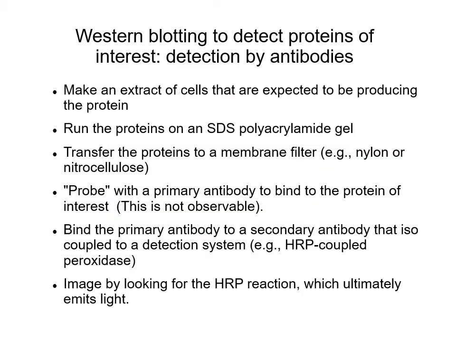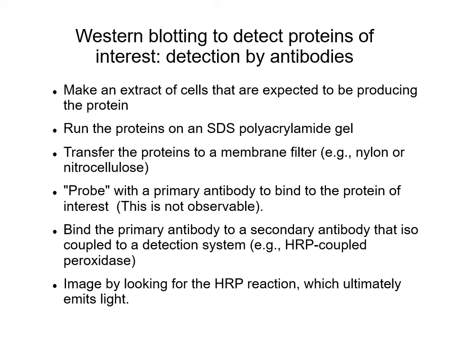Okay, so here's our Western blot. This is a little complicated, but not fatal. All right, so we're going to use Western blotting to detect the proteins of interest using antibodies, in this case to the tag rather than to the protein itself. But the tag is now part of the protein, so that's considered very fair. So the steps in this, first we're going to make an extract of cells that are expected to be producing the protein. This could be E. coli or a mammalian cell, depending on what's of interest. Then the proteins are run on an SDS gel, and then transferred to a filter membrane.